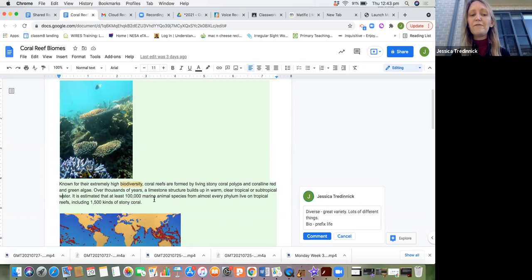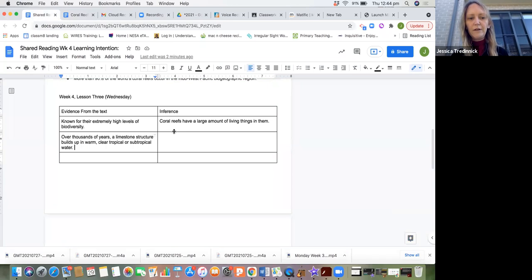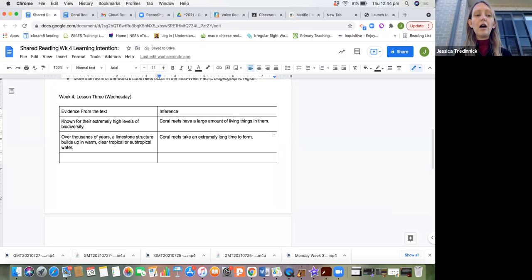So if I say over thousands of years, that's not a short time. So I need to think about, what is it telling me? It's telling me that coral reefs take a really, really long time to actually build up and start, or form is another word. So coral reefs take a long time, or I can even say an extremely long time to form. That's my inference. So I've then used the evidence in the text, which is what it's given me.